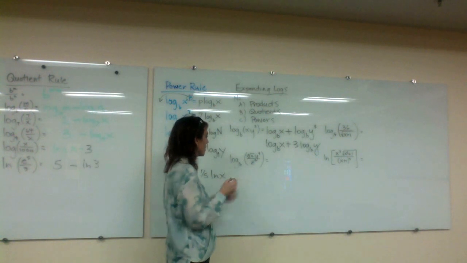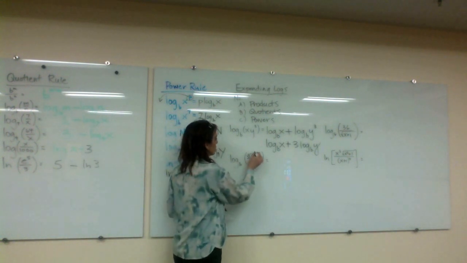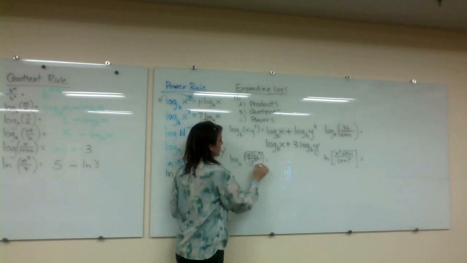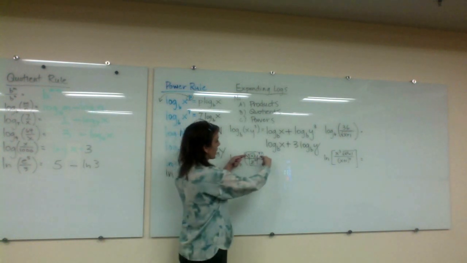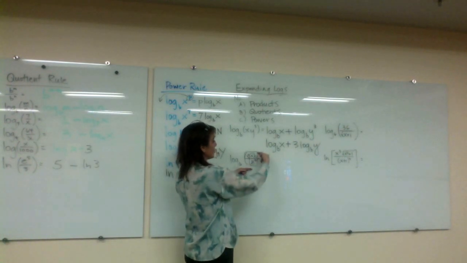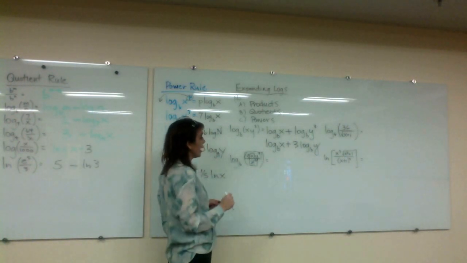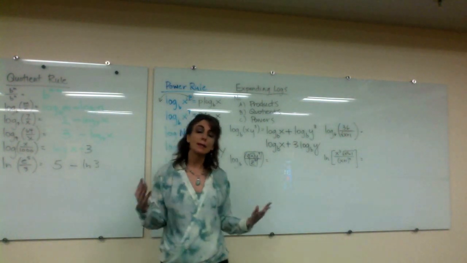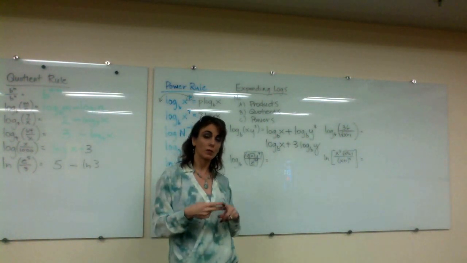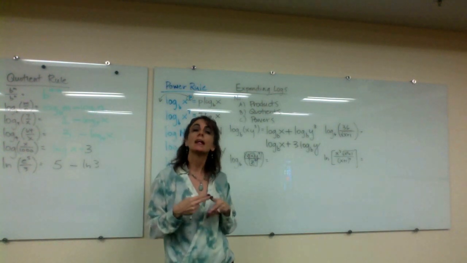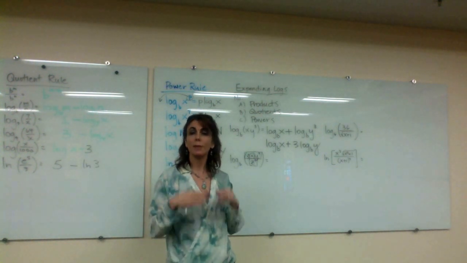Do you see them? Here's a piece, here's a piece, and here's a piece. Okay, so I see a product in the numerator. I see a quotient because I have a numerator and a denominator, and I see lots of powers. Okay, so let's break this up using the product and quotient rule. And remember I said that when you use that quotient rule, anything in the denominator will end up negative.